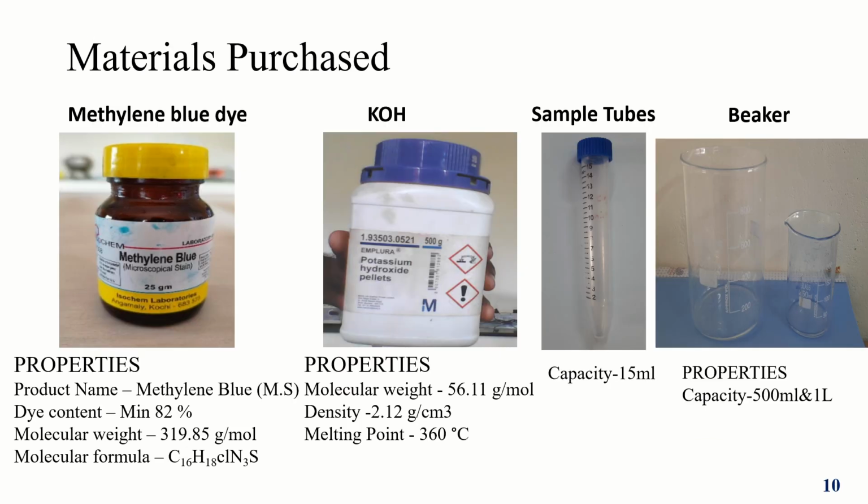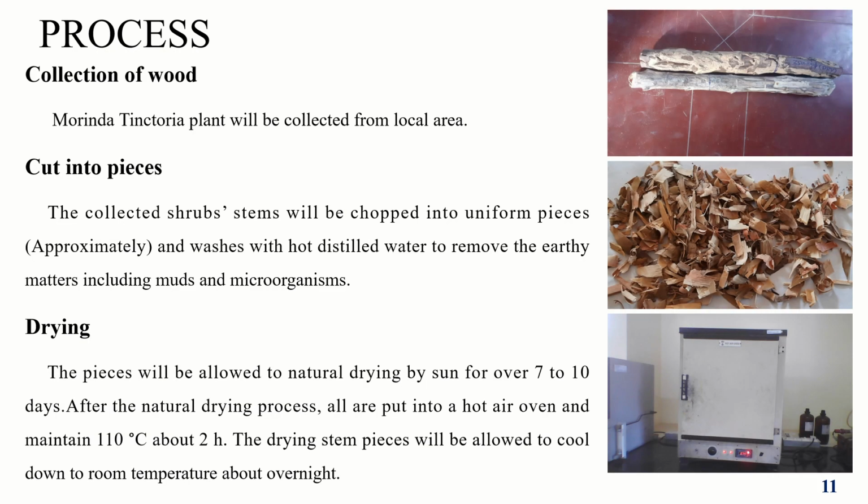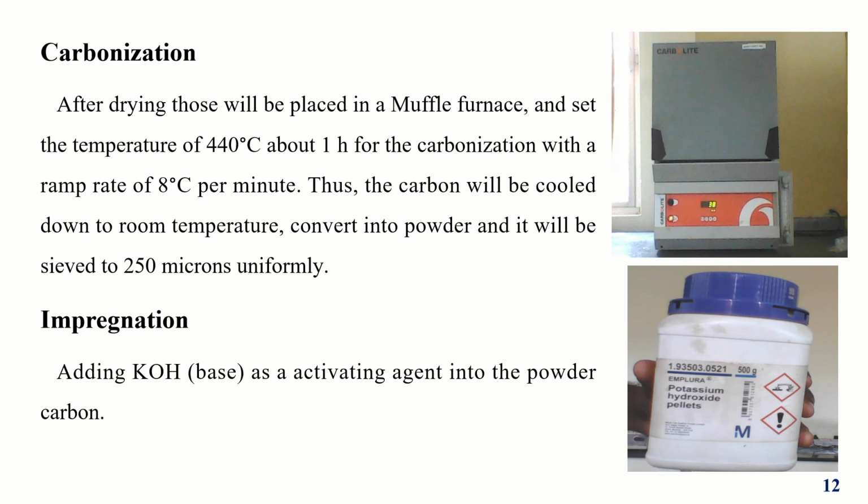Materials purchased: methylene blue dye, KOH, sample tube and beaker. Process: collection of wood. The Morinda tinctoria plant will be collected from the local area, then cut into small pieces, then dried in a hot air oven at 110 degrees Celsius for 2 hours.